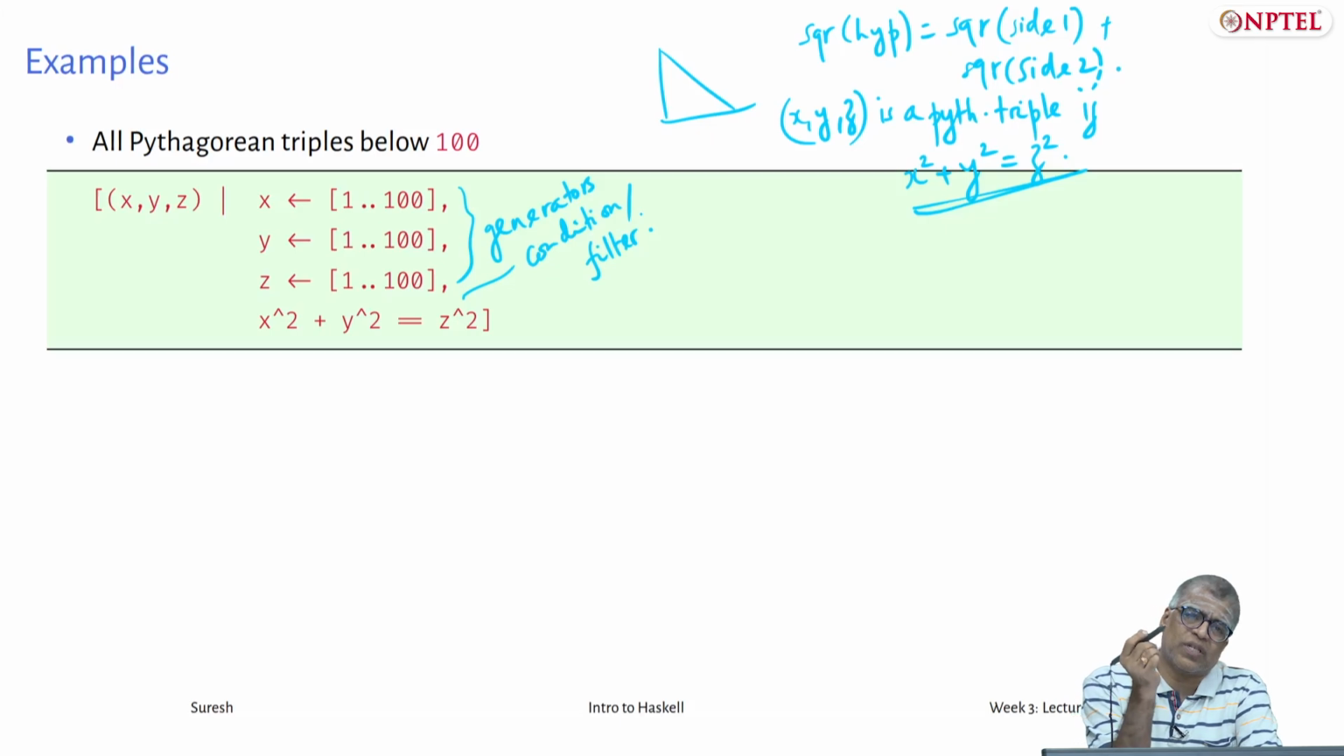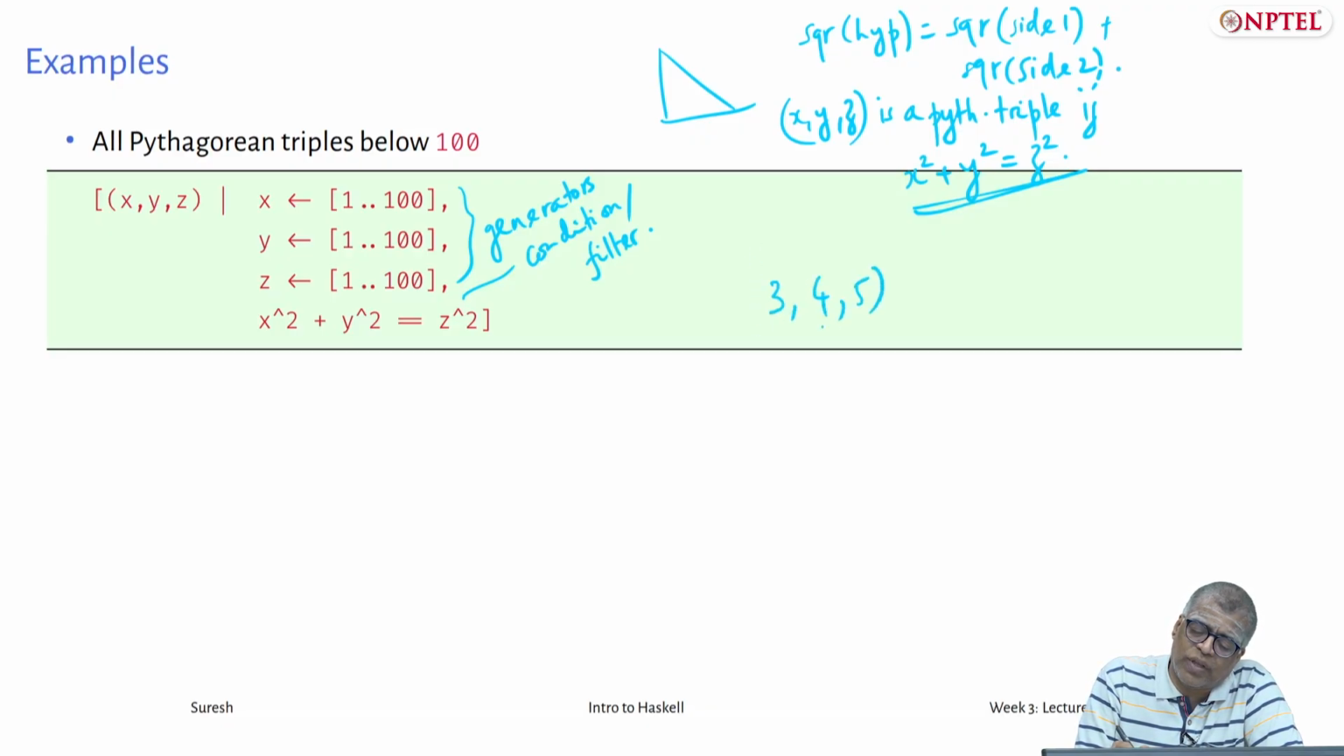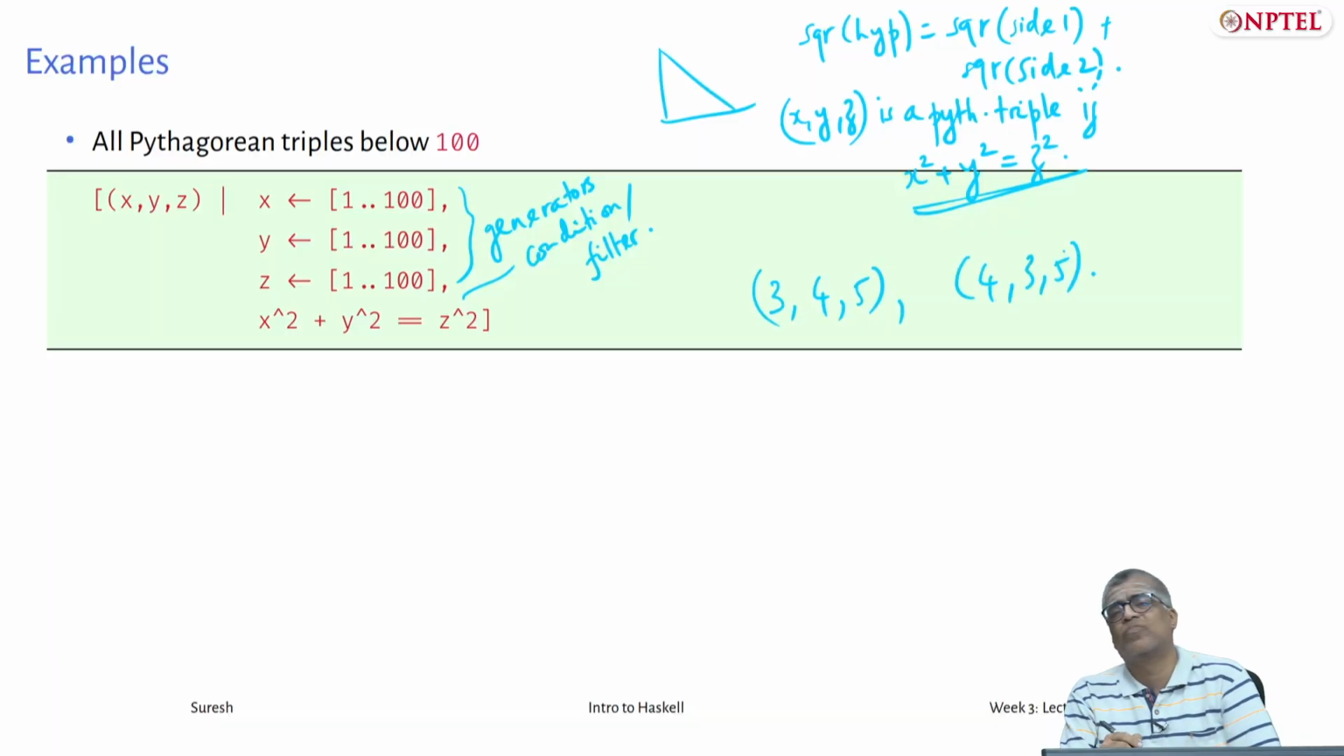But now there is a problem with this. The problem with this is that I will repeat many triples. They will in actuality be distinct triples, but the content is not different. For instance, I might have 3 4 5 in the list, but I will also have 4 3 5. I don't want this. 3 4 5 and 4 3 5 are more or less the same Pythagorean triple. I only want to list one of them, let us say. Then I can do it.